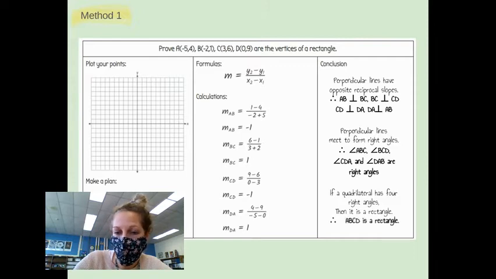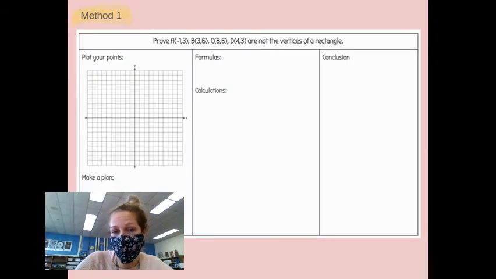And if a quadrilateral has four right angles, then it's a rectangle. Therefore, ABCD is a rectangle. Pretty similar to our right triangle proof.